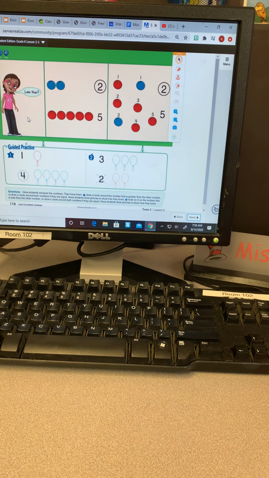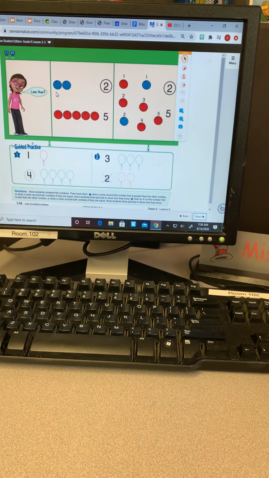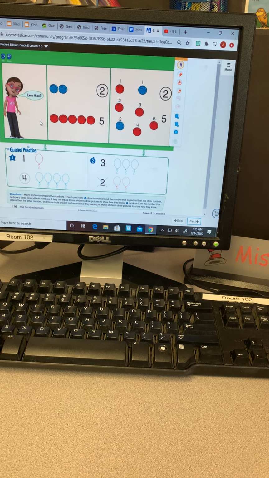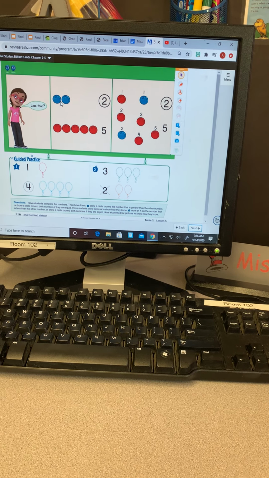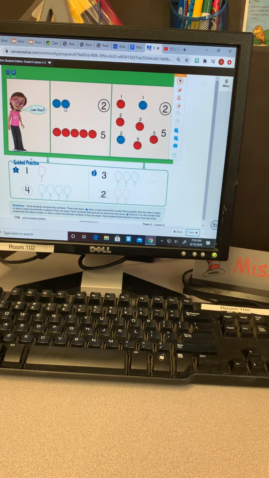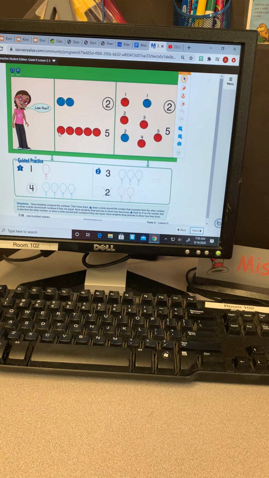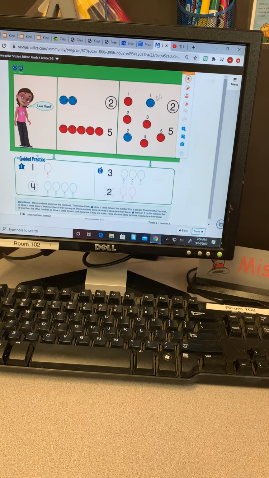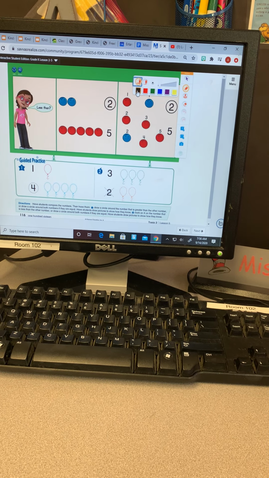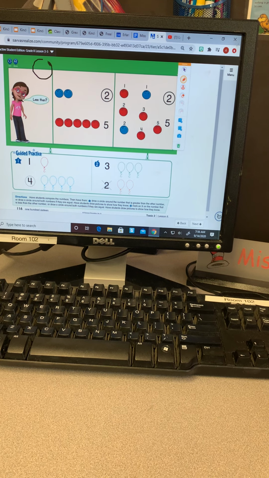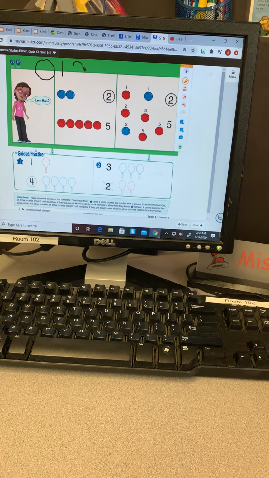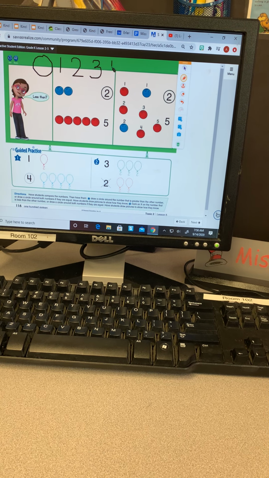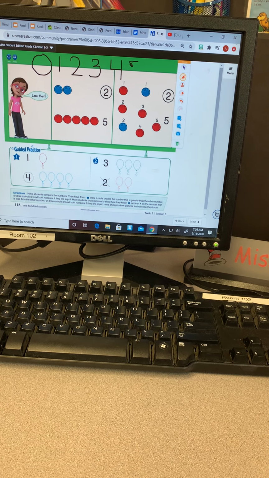So here we are with Marta again. She had blue marbles and red marbles, and she moved them around and organized them so they're right next to each other. And she saw that she had 2 blue marbles and 5 red marbles. So I'm going to show you again with the number line to help you. 0, 1, 2, 3, 4, 5.